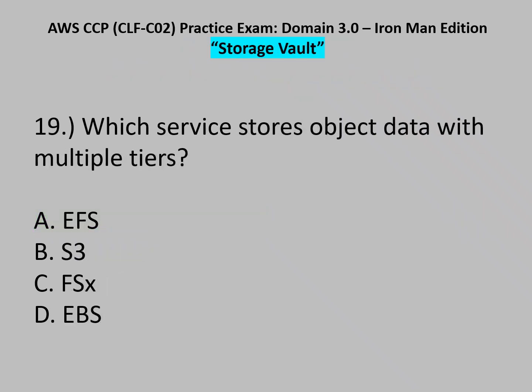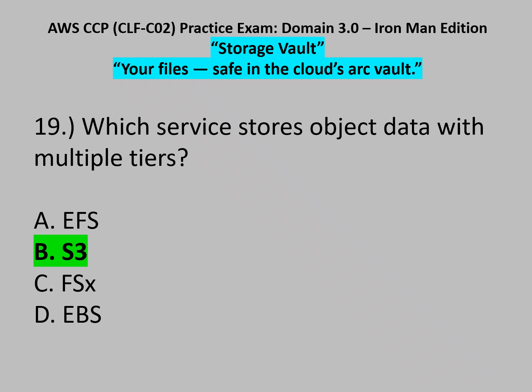Question 19. Which service stores object data with multiple tiers? A. EFS. B. S3. C. FSx. D. EBS. The correct answer is B. S3. Amazon S3 stores unstructured data as objects and supports multiple storage tiers to balance cost and access speed.